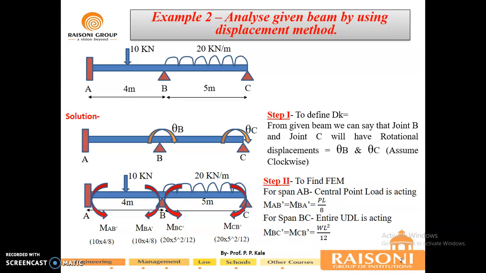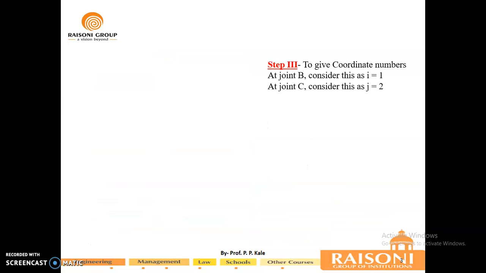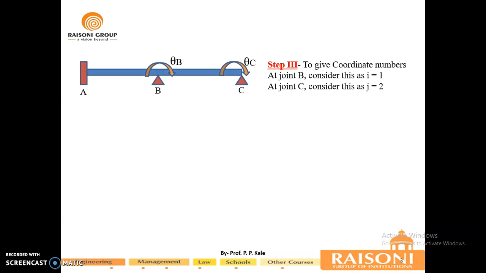Okay, so moving to next, after calculating the fixed moments, our next step is to give coordinate numbers to the joints wherever we have the unknown displacements. So we will provide coordinate number 1 to joint B, and coordinate number 2 to joint C.